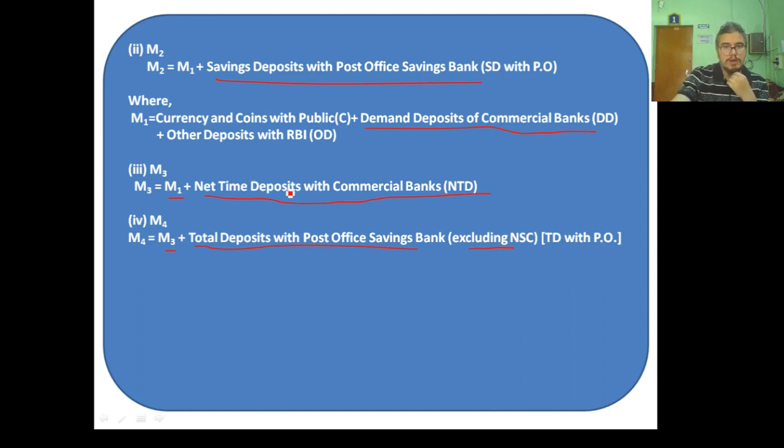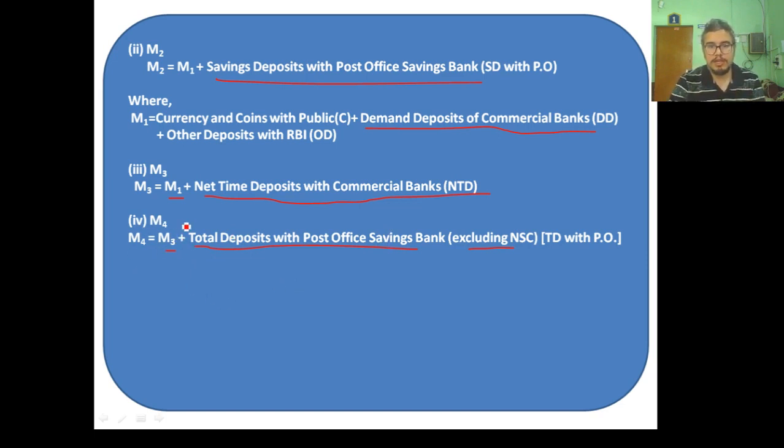So M3 is already including the total deposits held by commercial banks. Now if we add total deposits with post office savings, in the post office also we can categorize the deposits in the form of savings deposits and time deposits. So in M4 it will include all the deposits with post office. It means that savings deposit is included here, and the time deposits with post office are also included here. So M4 includes everything.